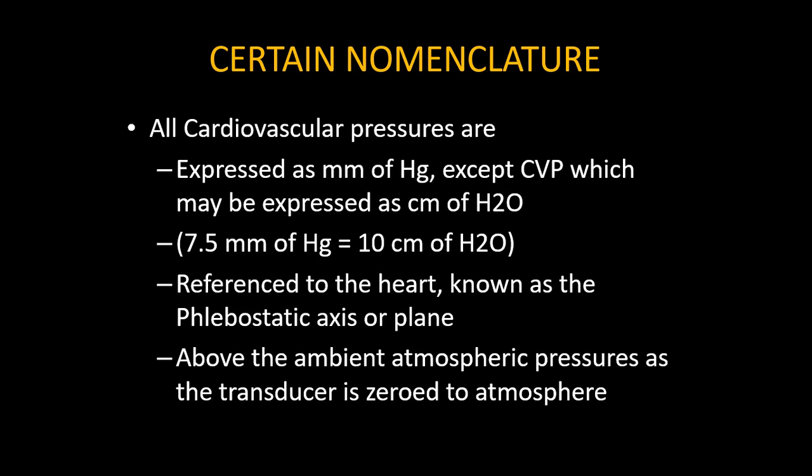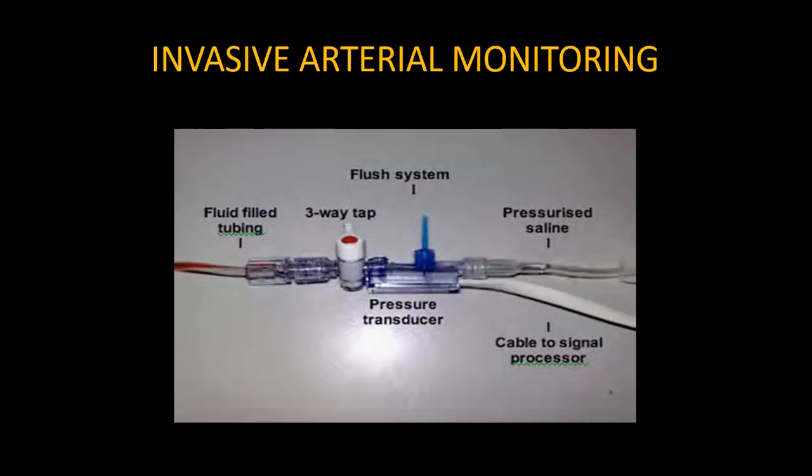All the cardiovascular pressures are referenced to the heart, known as the phlebostatic axis or phlebostatic plane. All the cardiovascular pressures are above the ambient atmospheric pressure, as the transducer is zeroed to the atmosphere.